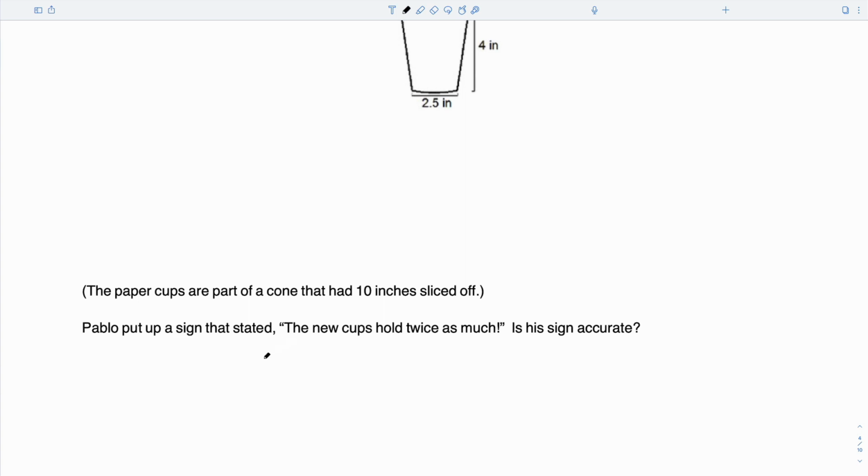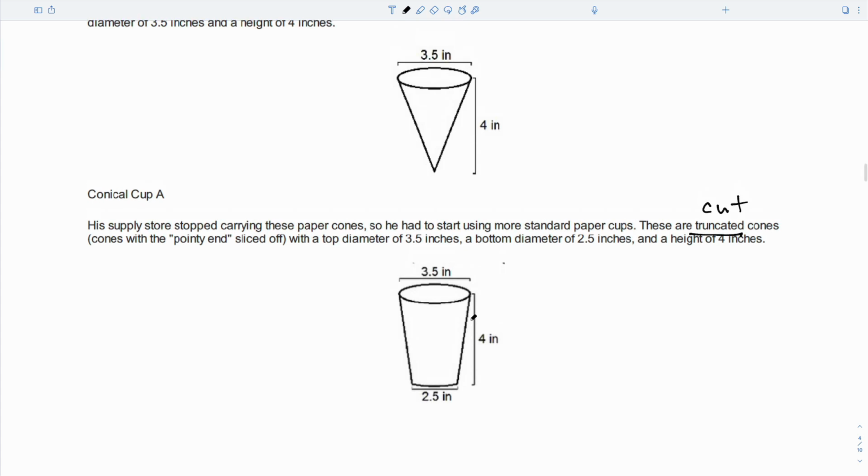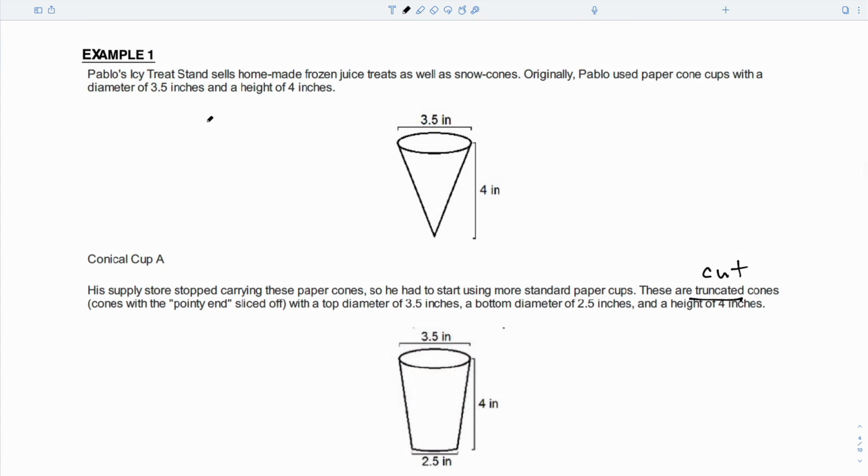Pablo put up a sign that stated the new cup holds twice as much water. Underline that. Is his sign accurate or not? Our whole goal is to find out if this is actually 2 times the volume of this one. To do that, we need to find the volume of both cones, the truncated one and the one with a pointy end.